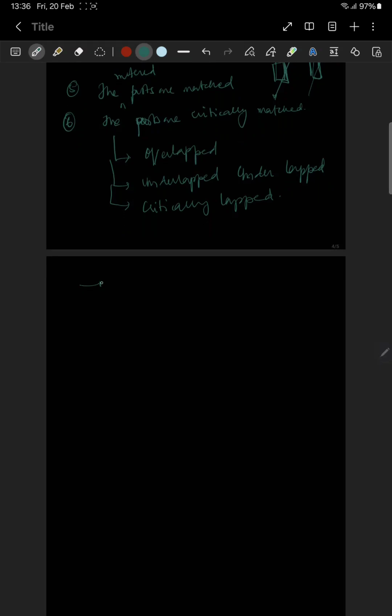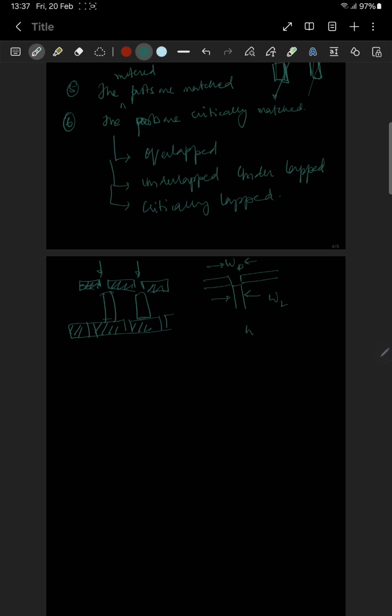So this was the spool valve, how it looked. Only these metered ports I'm talking about. If this is the width of the port, and this is the width of the land, then the width of land equal to the width of port is critically lapped.